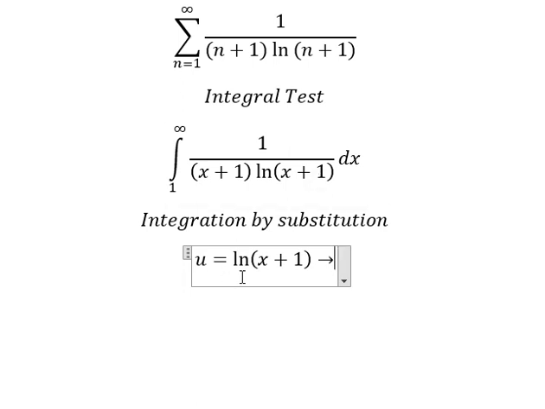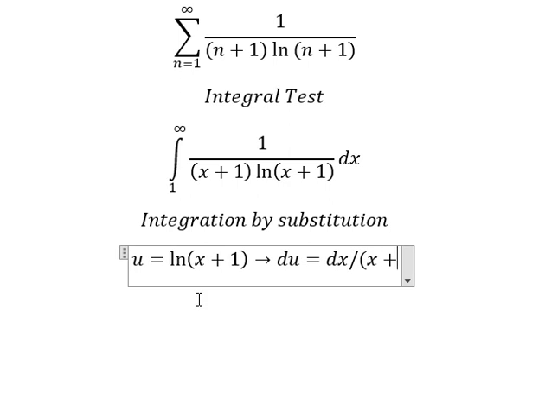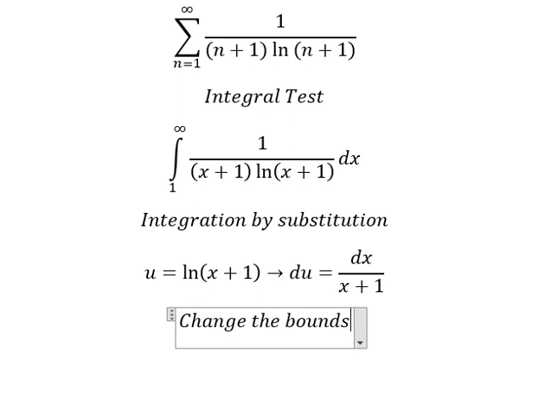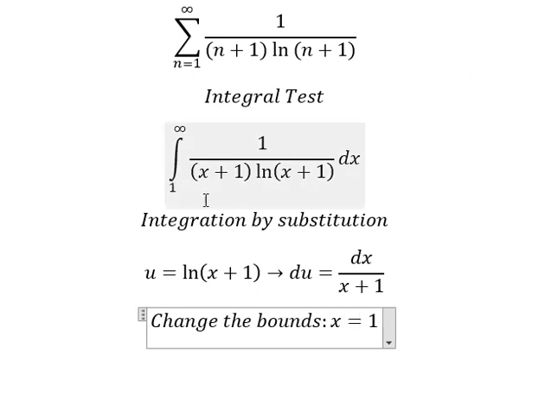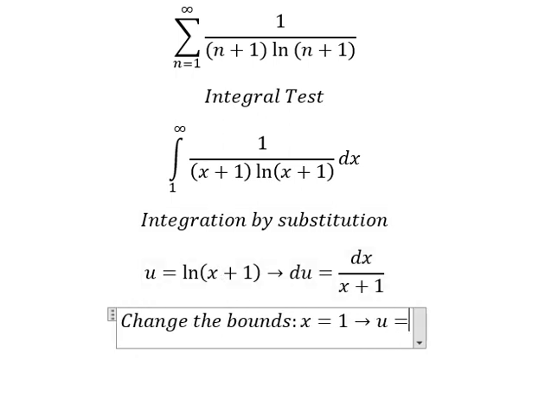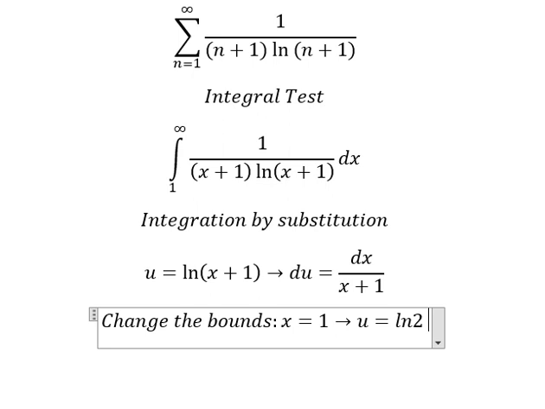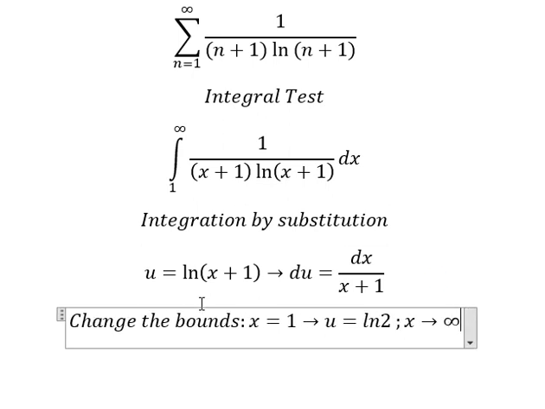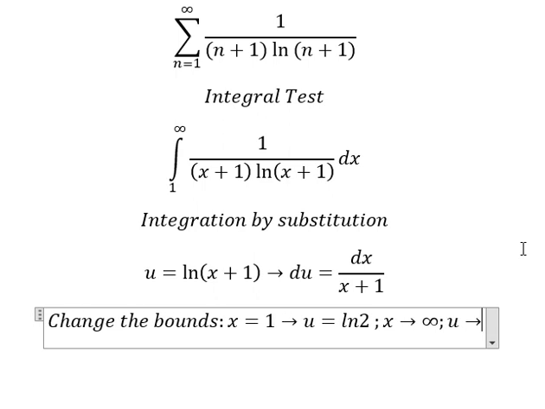Later we need to first take the derivative of both sides, and we have this. Next we need to change the bounds. When s equals 1, I will put 1 here, and you get u equals ln 2. So when s approaches positive infinity, that means u will go to positive infinity.